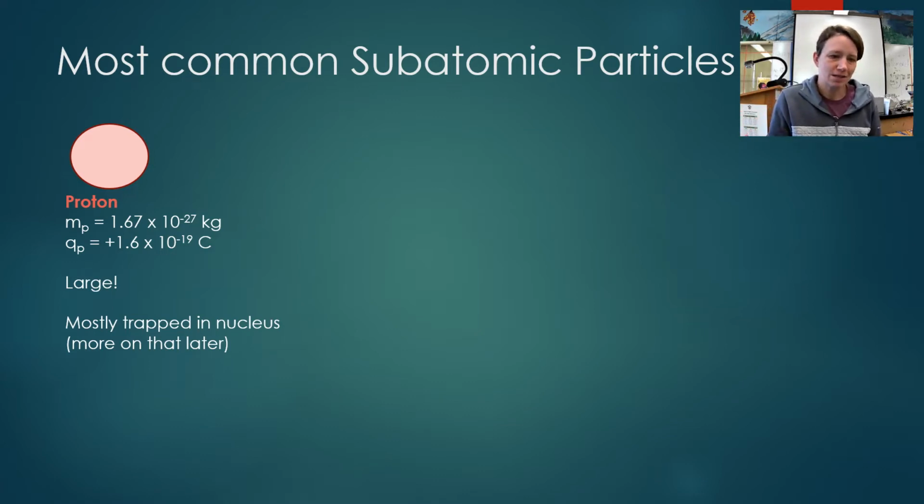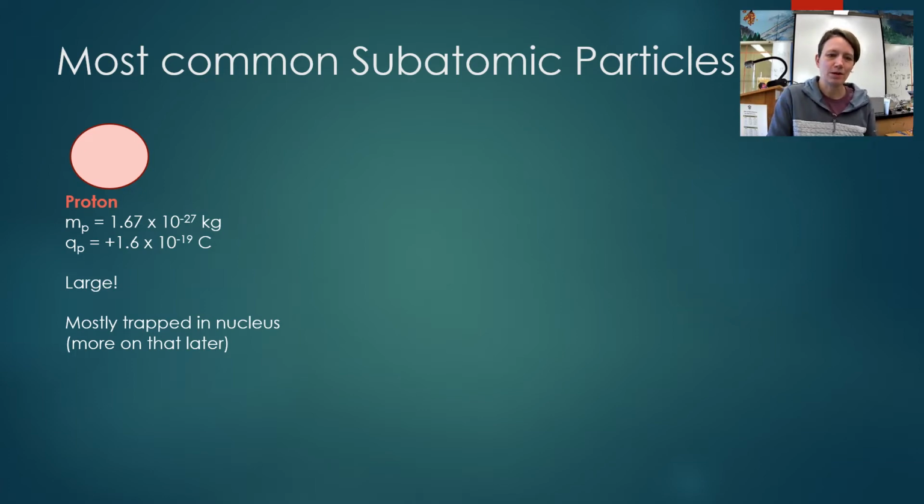So protons have a mass of 1.67 times 10 to the negative 27th kilograms, and a charge of positive 1.6 times 10 to the negative 19th coulombs. You'll notice that that is exactly the same as the electron charge magnitude. So protons have the same charge as an electron, and we call this positive. And they're relatively large. I know 10 to the negative 27th kilograms doesn't seem large, but it actually is compared to these other subatomic particles.